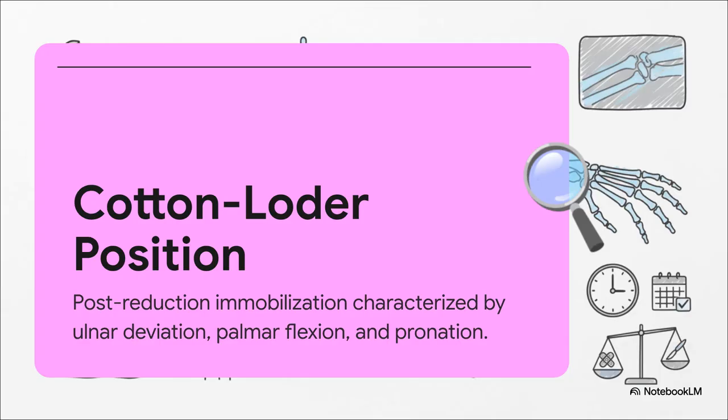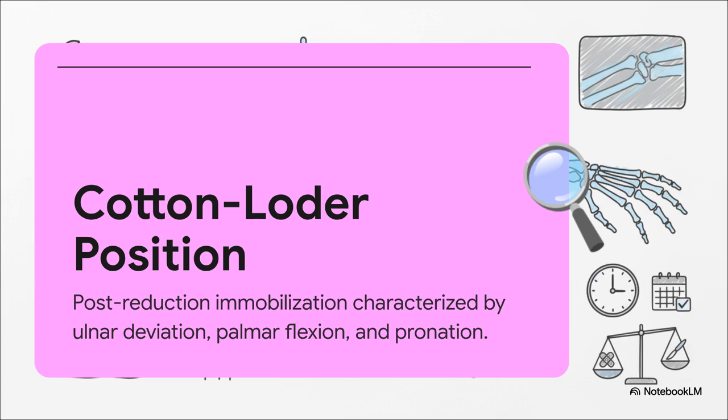Okay, that specific position I mentioned, it's called the Cotton-Loder position, and getting this right is the secret sauce for conservative treatment. Think about a classic Colles fracture. The break happens from falling in extension, and the fragment goes dorsal. So to hold it in place, we do the exact opposite. We immobilize them in palmar flexion with ulnar deviation and pronation.